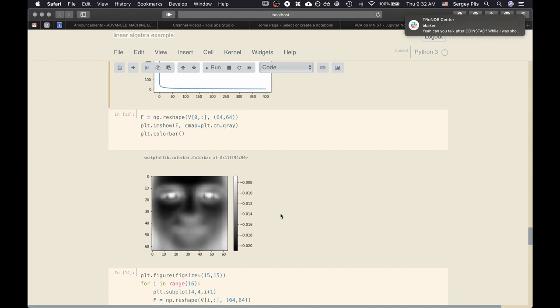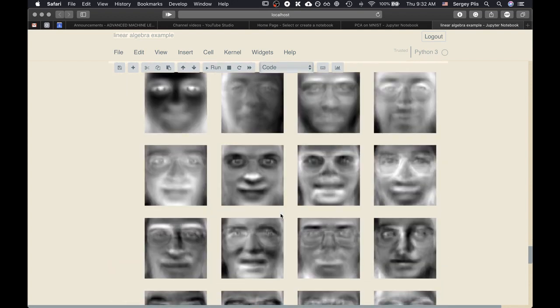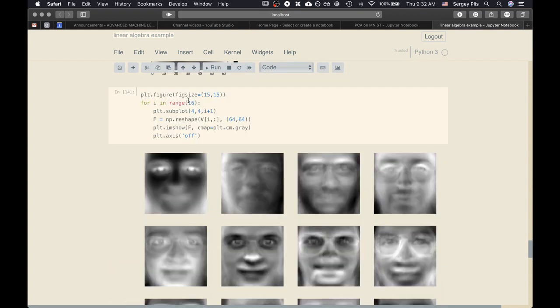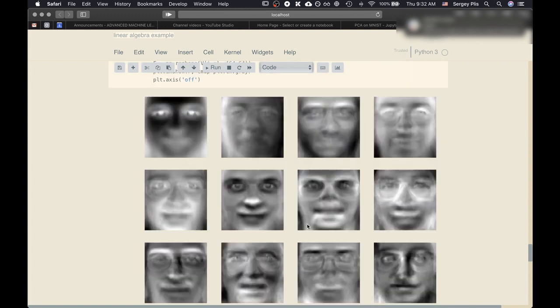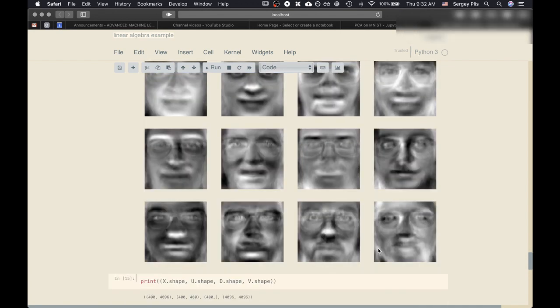So that is a representative, or principal axis, of the face space. Let's plot the first 16 eigenfaces that correspond to the highest eigenvalues. So this is our highest eigenvalue face, and then we're getting various faces by, remember our spectral decomposition, nothing but a weighted sum.